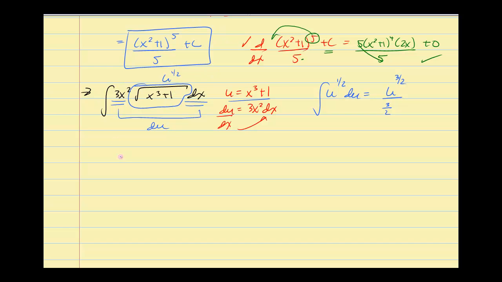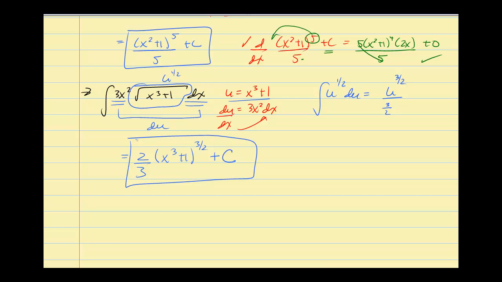Now remember, my original integrand was in terms of x, and so should my solution be. So let's go ahead and rewrite. This would be 2/3 u to the 3/2, but u was x cubed plus 1, so (x cubed plus 1) to the 3/2. This is an indefinite integral, so I have my constant of integration, and that's my solution. Now remember, I could check this by taking the derivative.